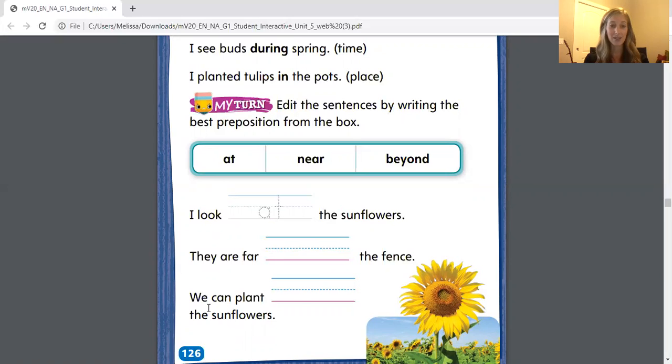Our next sentence says we can plant blank the sunflowers. Our only word left is near. We can plant near the sunflowers. Go ahead and fill those out.